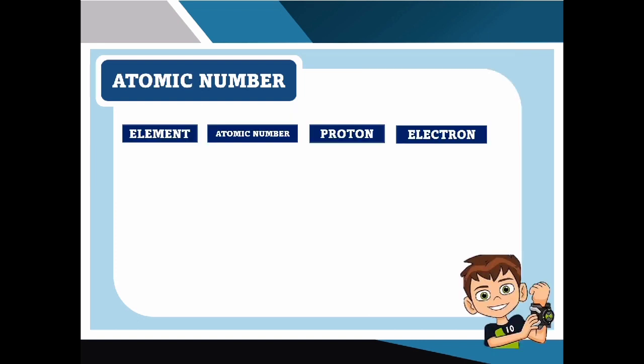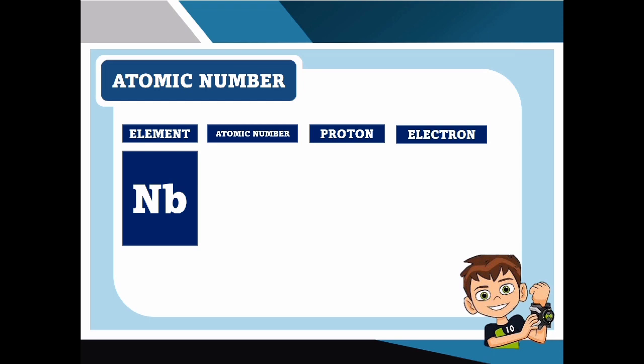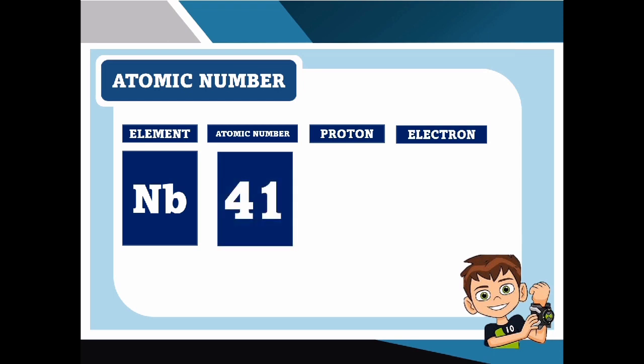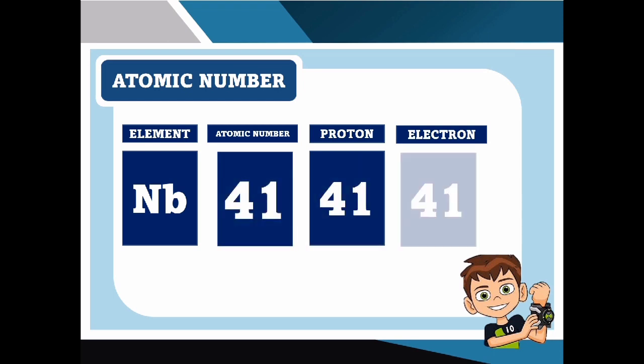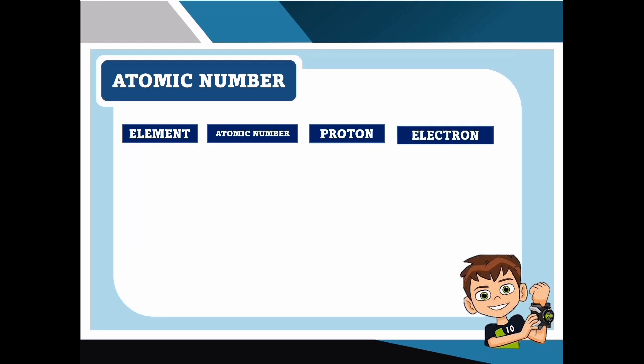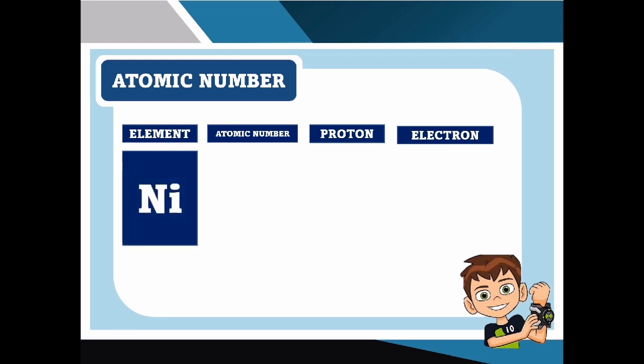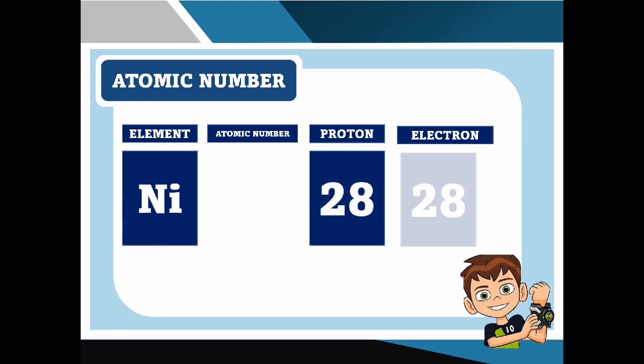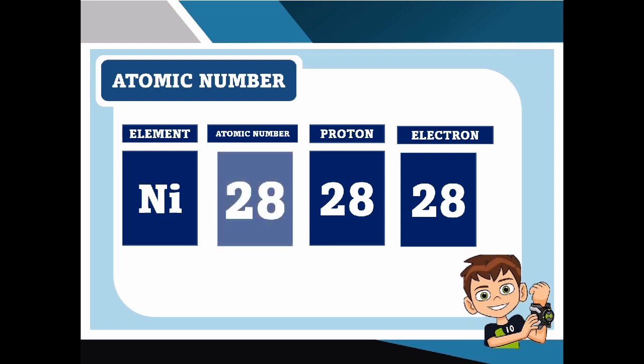Hence, an yttrium atom with an atomic number of 41 possesses 41 protons and 41 electrons. And the nickel atom with 28 protons has also 28 electrons and has an atomic number of 28.